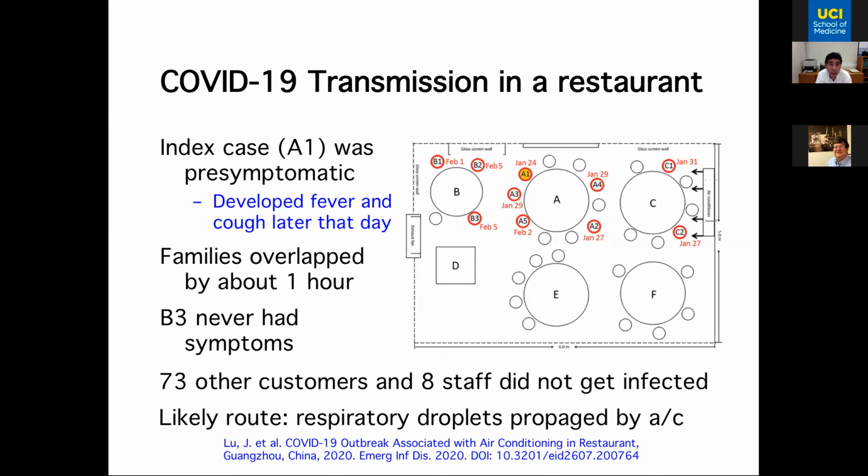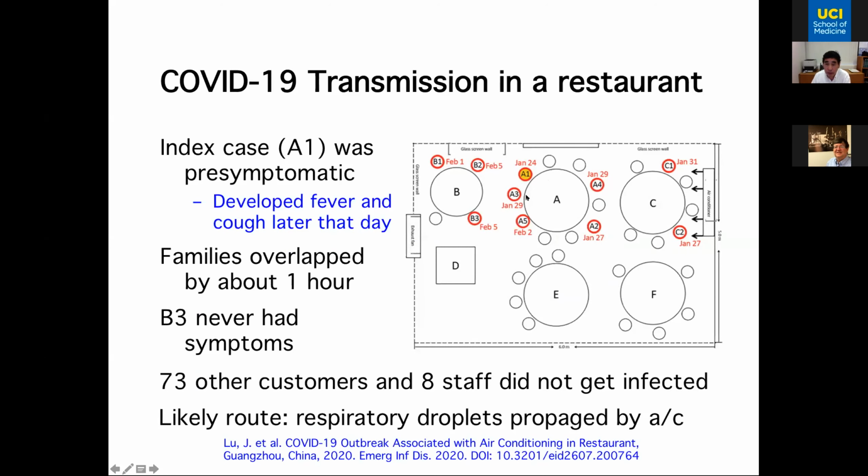Here's an interesting case where there was transmission in a restaurant in China. This is a diagram showing tables in a restaurant, and these are individuals seated around the table. The index case here is A1, who is someone who came from Wuhan to Guangzhou, where the restaurant was. At the time she was having this meal, she was not symptomatic, but she developed symptoms later that day.